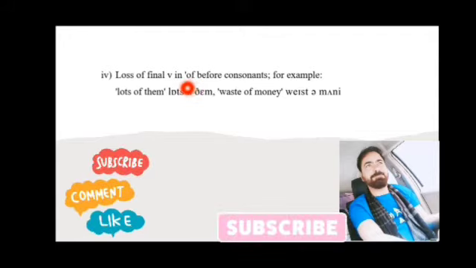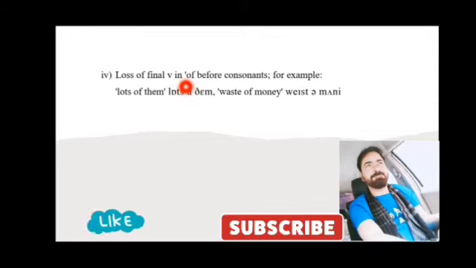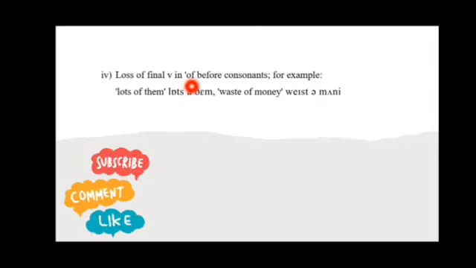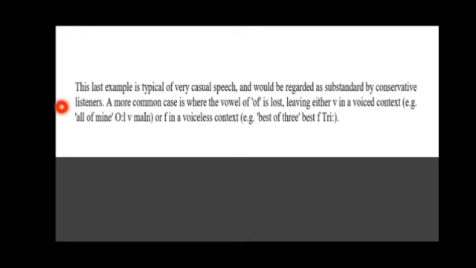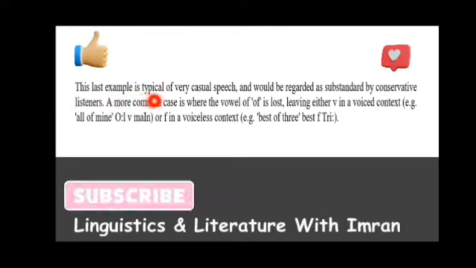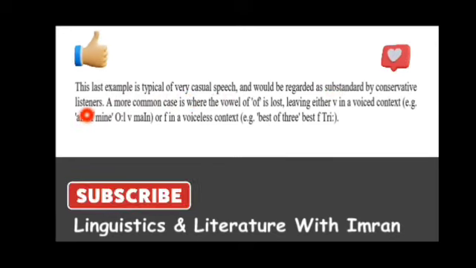In place of of we will say a, right? We will just utter schwa, but we will not utter v. And it happens before a consonant, as these examples show. The last example in rule number 4 is typical of very casual speech and would be regarded as substandard by conservative listeners. So they do not accept leaving out the sound v.